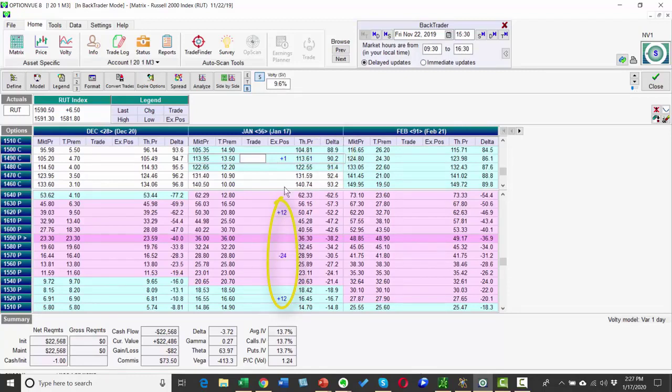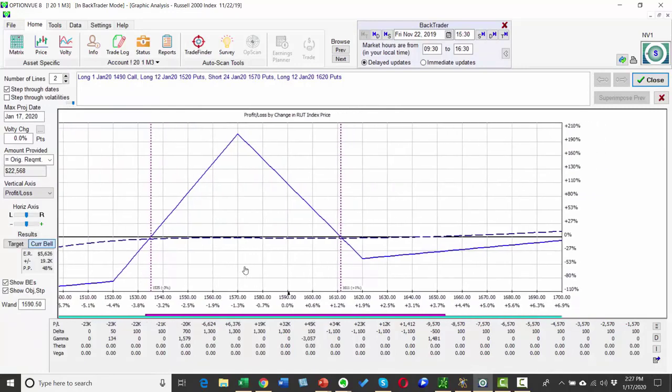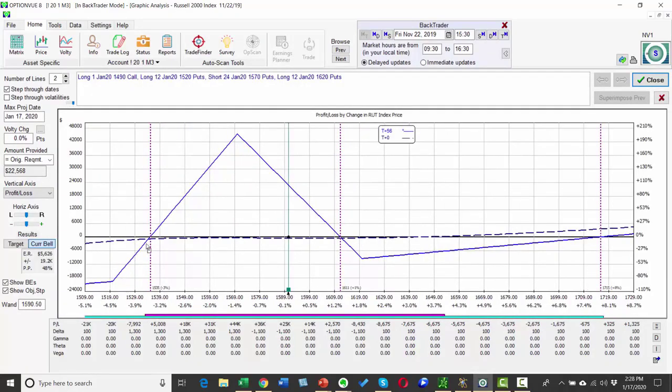So we start out with 12 50-point wing butterflies, our short strikes at 15.70 and our long strikes at 16.20 and 15.20. And then we buy one call here to bring our delta down to near zero, in this case a 90 delta call. So if we take a look at this position, this is what we look like. We have our 50-point wing butterfly. You can see this in our expiration graph, which is the triangle shape. And then we can see our call over here.